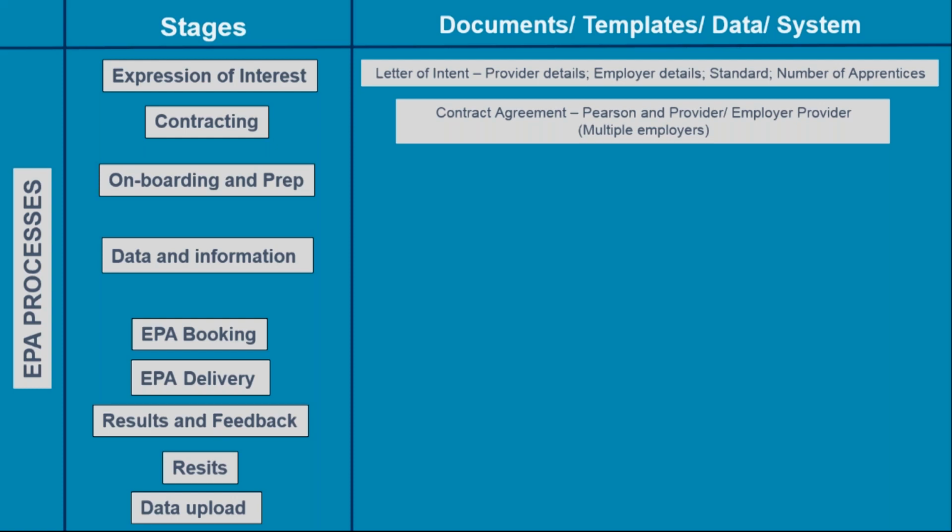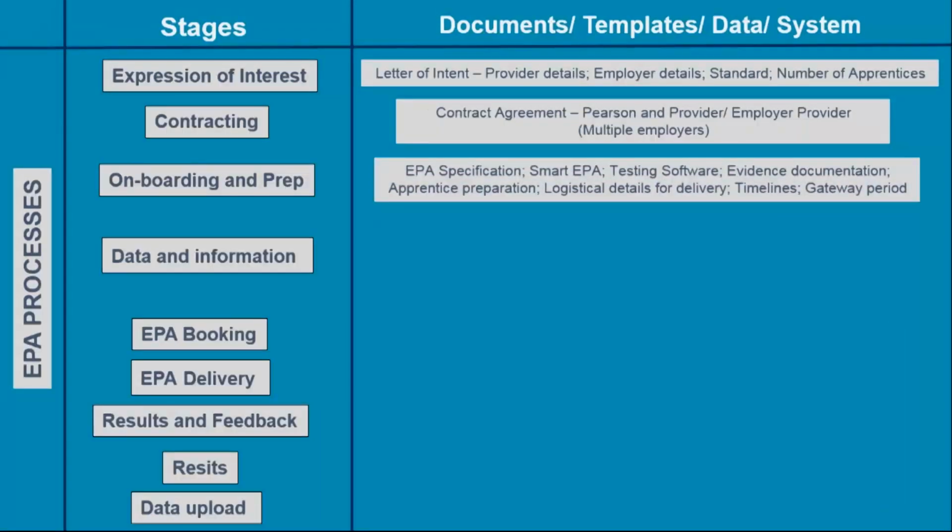The onboarding and preparation phase, as I mentioned, is a very, very important phase. And some of you might have had EPA planning meetings with our apprenticeship services managers. These are the things that you go through during that onboarding phase. So you have access to the specification. At the moment, we can use Smart EPA to give you access to all of these things. The testing software, what kind of evidence documentation you need to submit for the apprentice, the preparation details, the logistics around delivery, gateway period, timelines for delivery. All of those things have been covered during the EPA planning meeting.